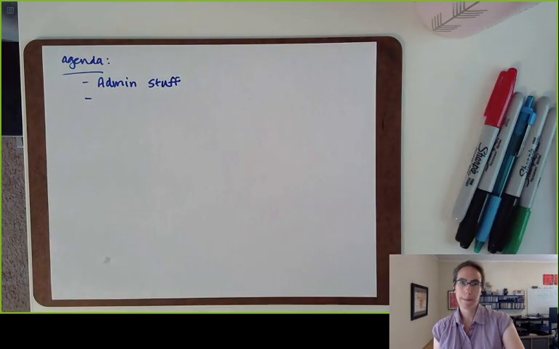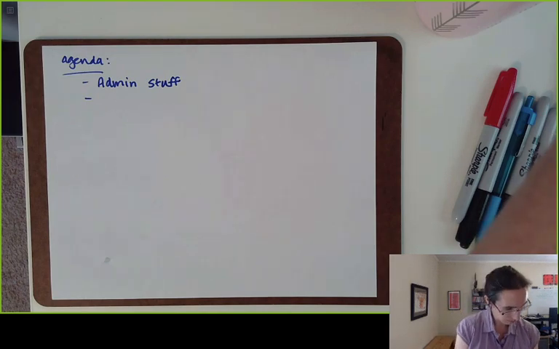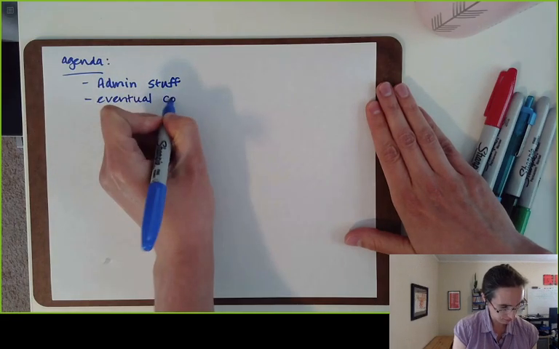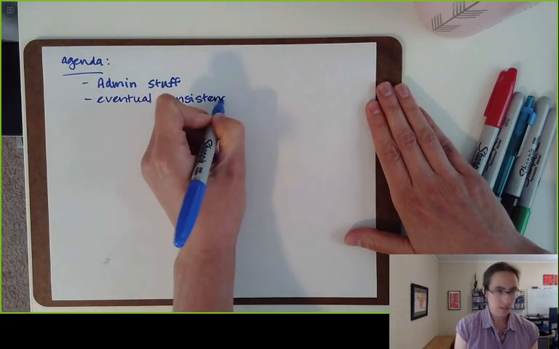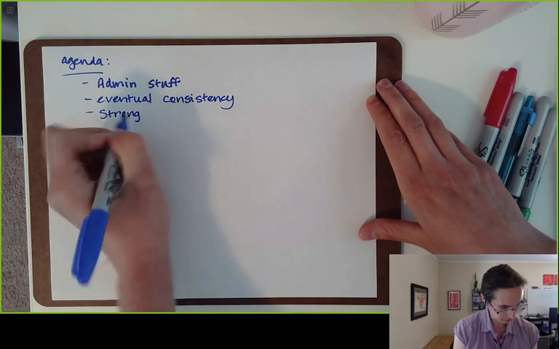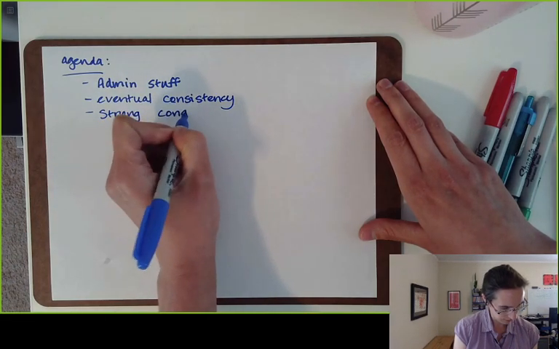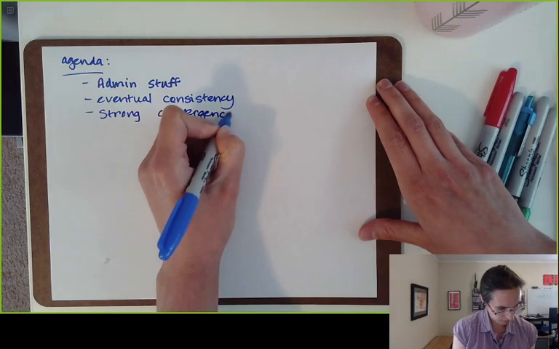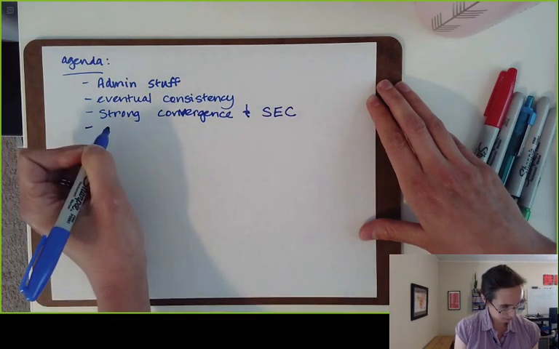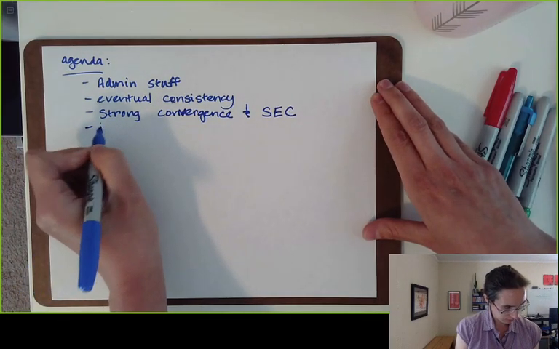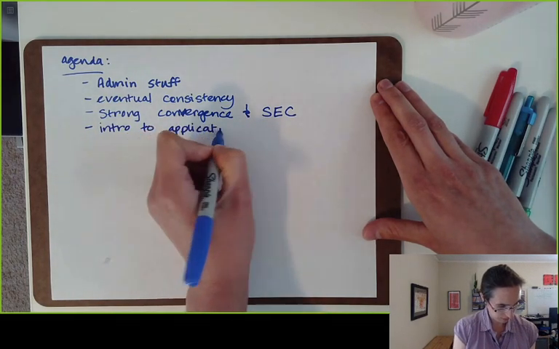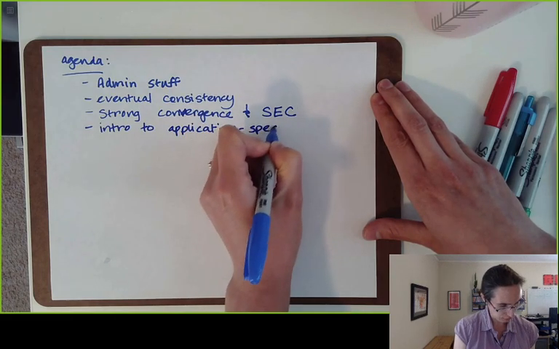So today, we're going to be talking about something totally new. We're going to talk about eventual consistency. We're going to talk about strong convergence, and strong eventual consistency. We're going to be talking about application specific conflict resolution.